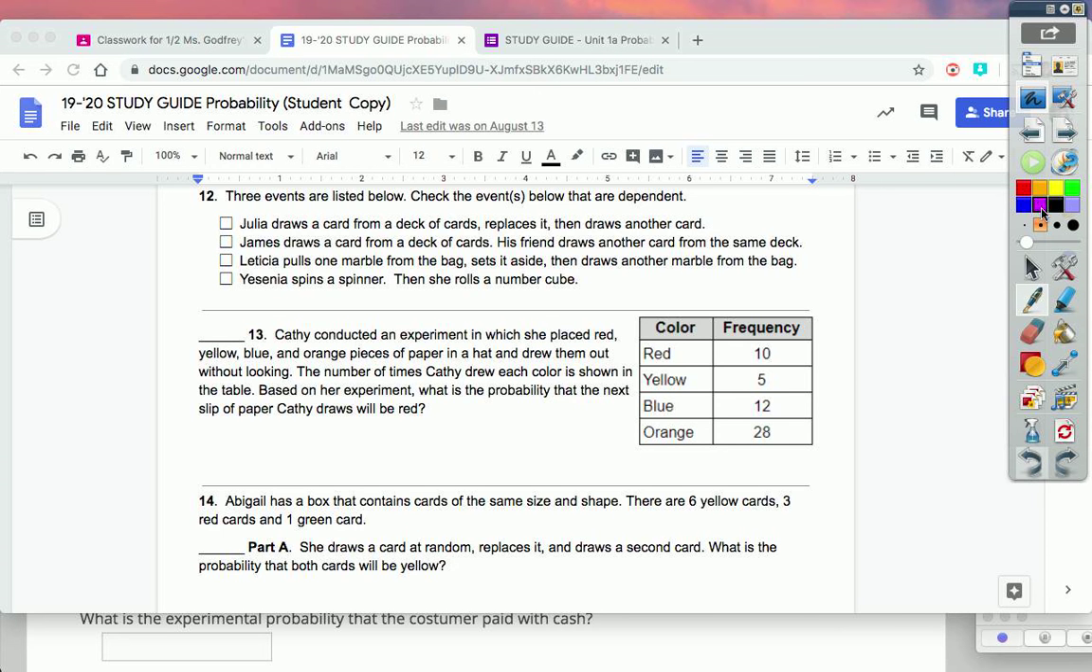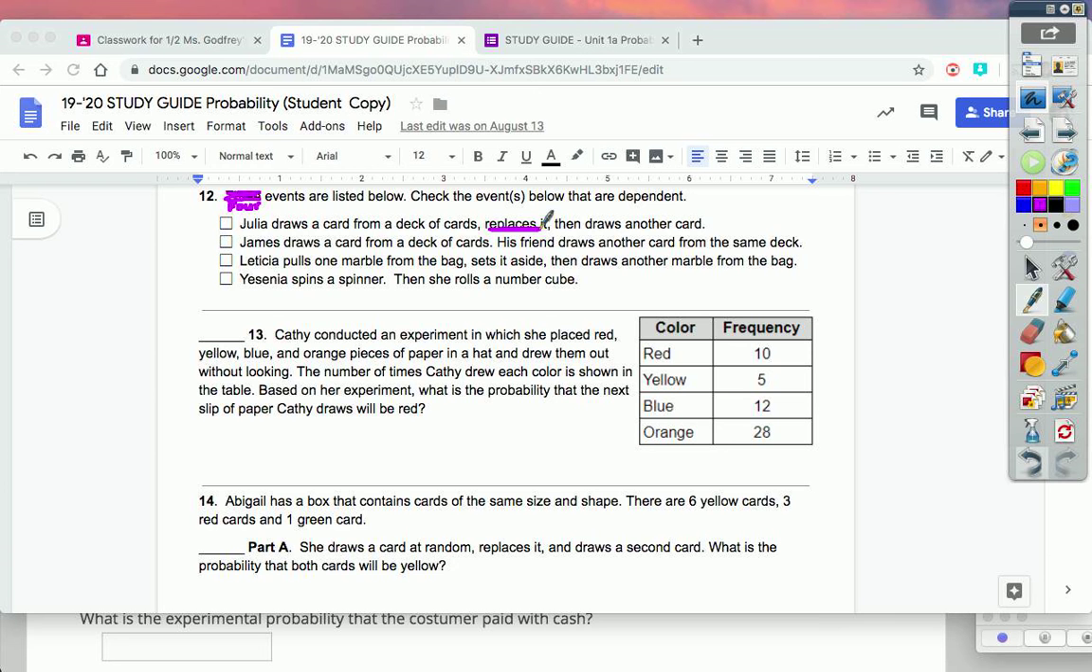It says 3 events, but we know we have 4 of them listed, so this should be 4. 4 events are listed below. Check the events below that are dependent. Remember, a dependent event is one that will impact the second event. So Julie draws a card from a deck of cards. Keyword here, replaces it, and then draws another one. If she replaces it, it is an independent event. So that one is not dependent.